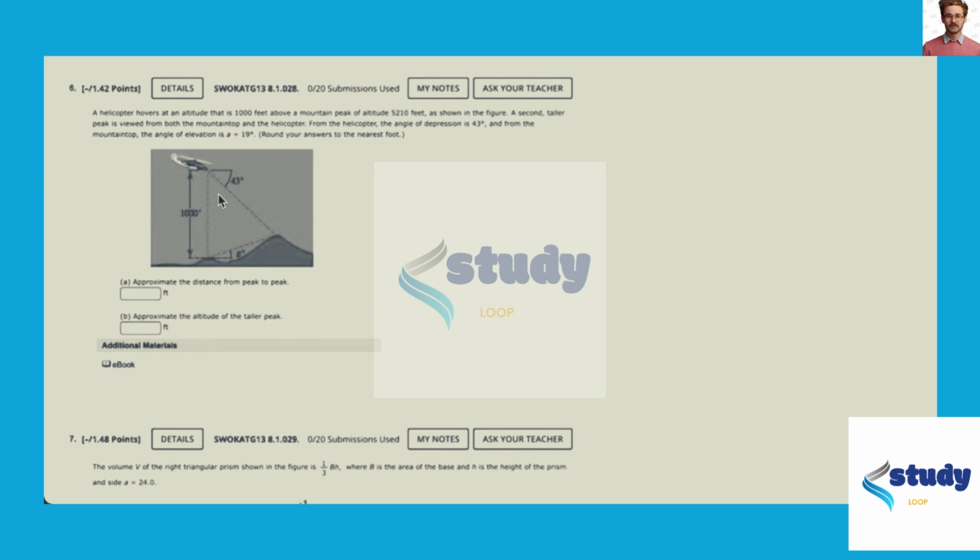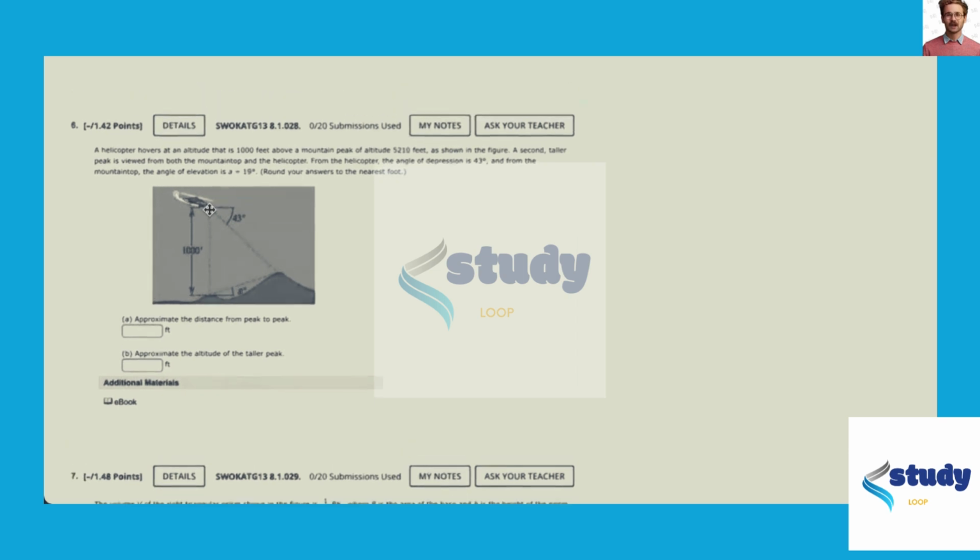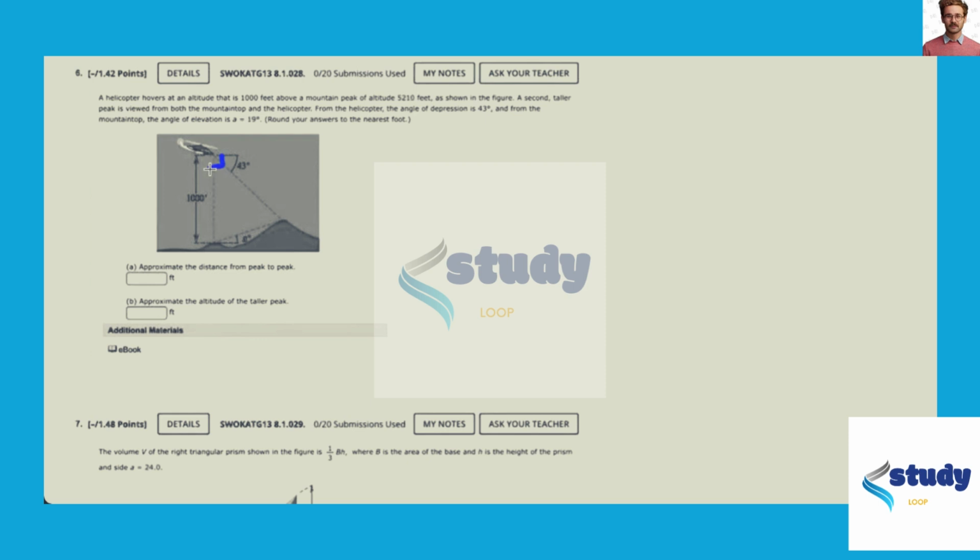All right, so if the angle of depression is 43 degrees and this is creating a right angle here, then 90 minus 43 would be 47 degrees inside of this triangle. And I'm going to clear up over here. That would be a 47-degree angle, and we want to find, I'm going to call it x, the distance between the peaks.